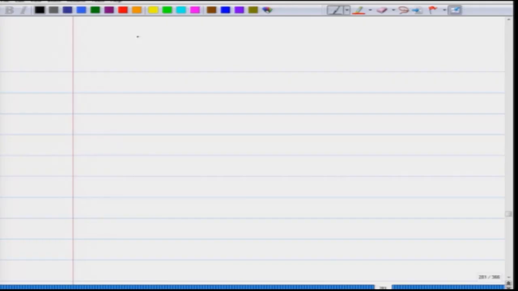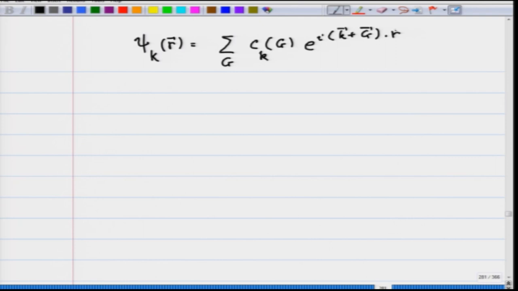So far, I have talked about Bloch's theorem, bands arising, and also explained a bit about how band theory explains metals, insulators, and semiconductors. While getting the bands, what I had done was I had expanded psi k r as summation over g of c g for kth wave e raised to i k plus g dot r.